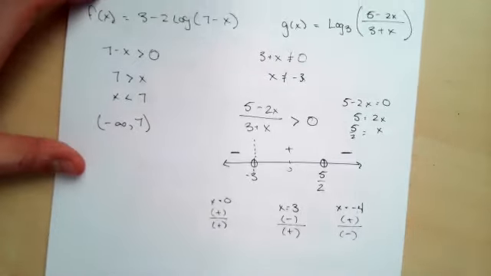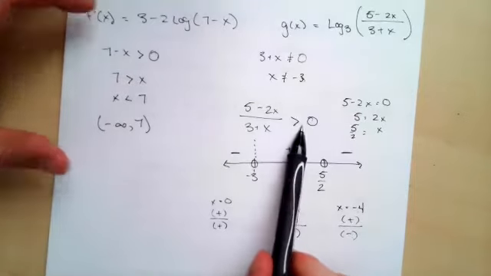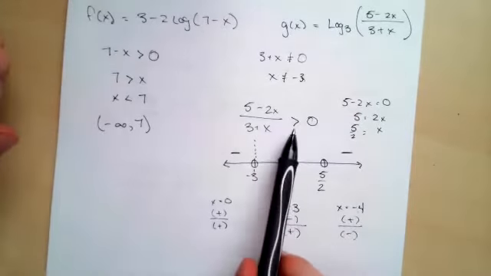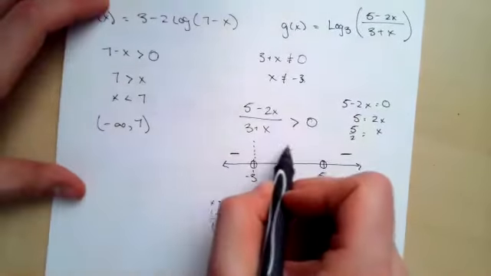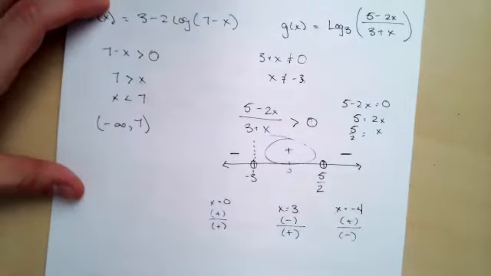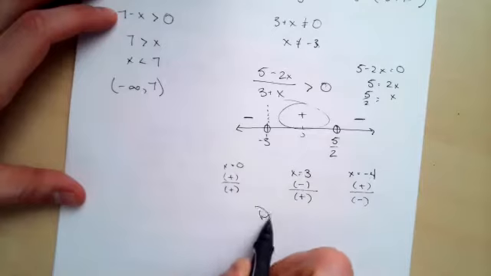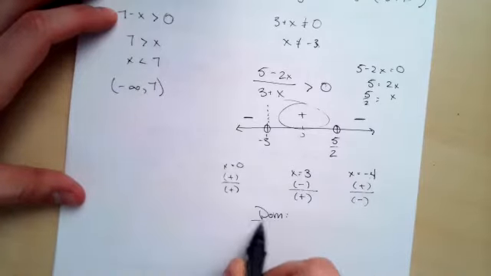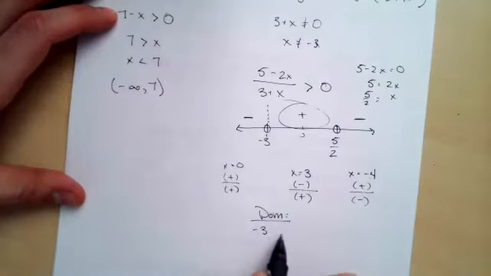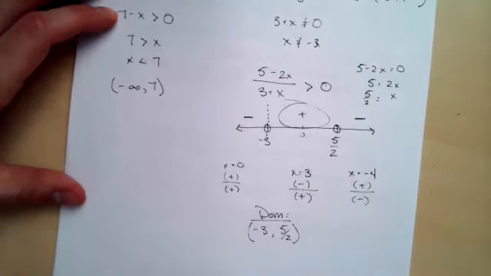And once you're done with these number lines, go back to your inequality. Look at what we're asking for. Since we want greater than 0, we take the positive values. So our domain in this case is going to be minus 3 to 5 halves, and neither end is included.